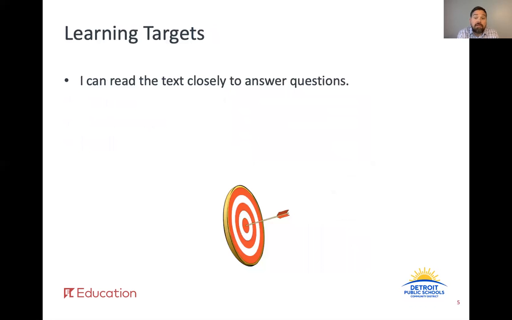We have one learning target for today. I can read the text closely to answer questions. When you read something closely, it's just rereading something or reading sections multiple times so you get a better understanding of it. Let's make sure we keep this learning target in mind during all of our work today.